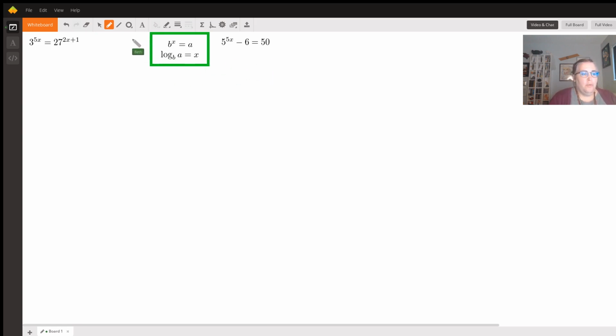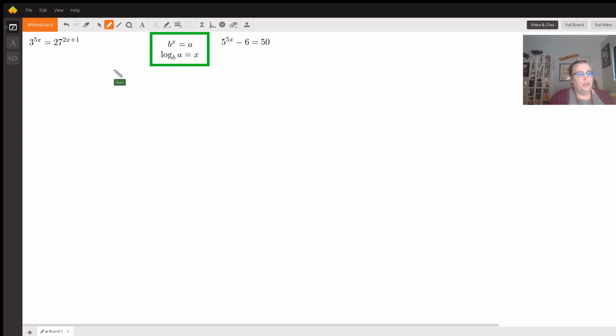One of the things to remember, we may not need it for both of these, but remember that base b to the x power is equal to some quantity is the same thing as saying log of that same base, b, of this quantity equals the exponent. And we can switch back and forth on these.